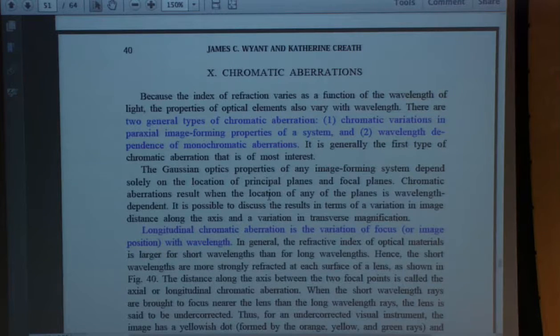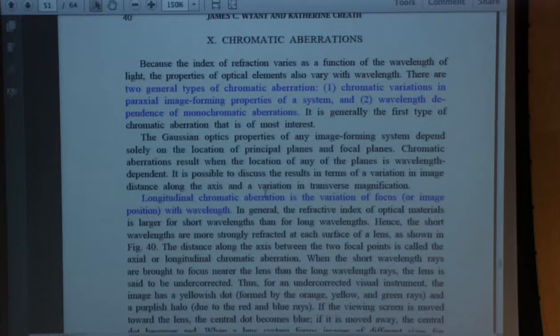Chromatic aberrations. I always spend 30 seconds talking about chromatic aberrations. So really, when we talk about chromatic aberrations, there are 2 different types. You have the chromatic variations in the paraxial image forming properties of a system, and then you have the wavelength dependence of the monochromatic aberrations. And generally it's the first type, the chromatic variations in the paraxial image forming properties, that we talk about here. So we have 2 we'll talk about.